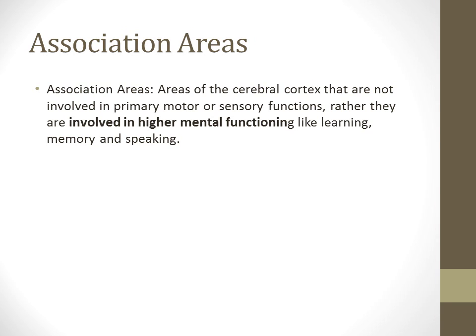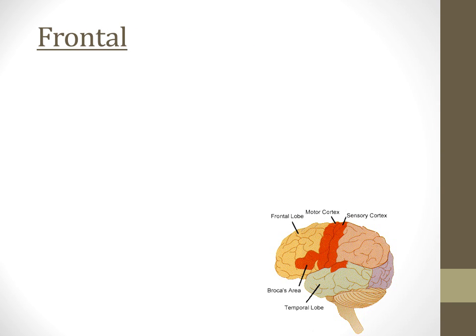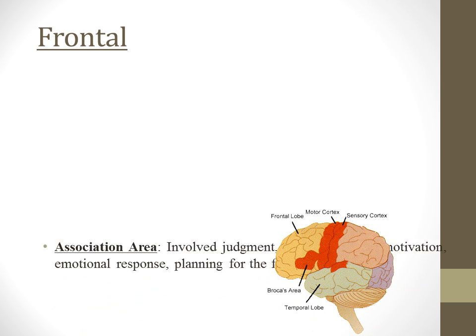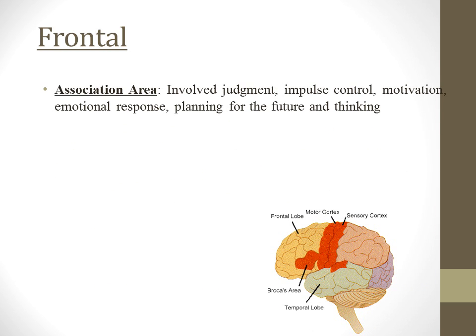And I broke it down for you. So the frontal lobe, you can see the frontal here, the front part of your brain. The association area involved in here: what is the higher level thinking that takes place here? Your judgment, your impulse control, your motivation, your emotional responses, planning for the future, and thinking.